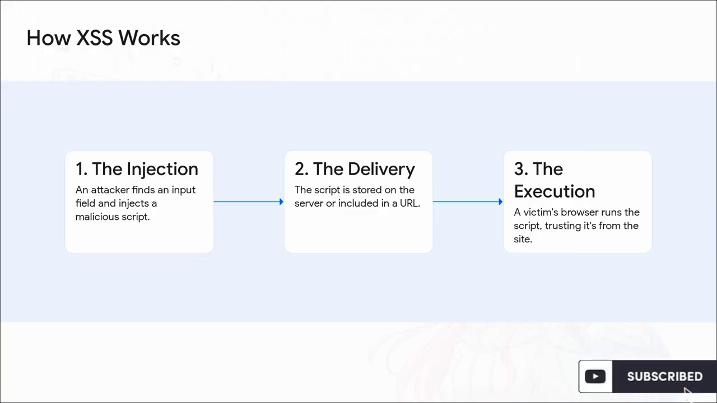And the whole process plays out in about 3 key steps. First up, you have injection. The attacker finds one of those weak input fields and sticks their malicious script in there. Step 2 is delivery. The website, completely unaware, then stores or reflects that script and serves it up to other visitors. And finally, step 3, execution. The victim's browser gets the script, sees it's from a trusted site, and just runs it. The website itself becomes the weapon.